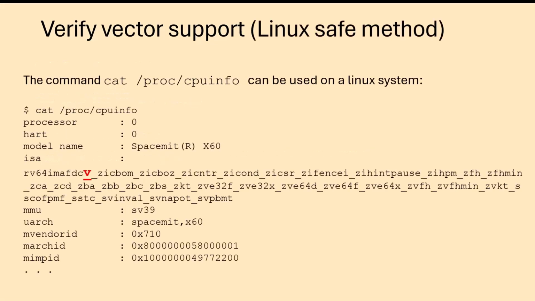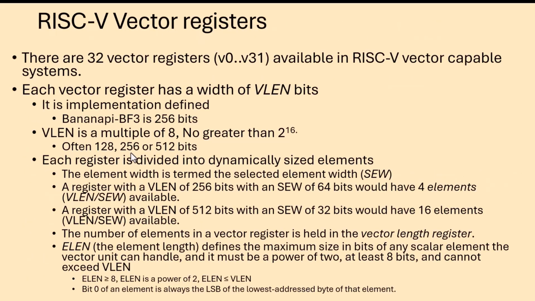We've seen earlier on Linux-based systems how to tell the processor's capabilities. Here, the string RV64IMAFDCV denotes vector support as there was the letter V present in the string. Similar to the integer X registers, there are 32 vector registers. The vector registers each contain a fixed number of bits known as VLEN. VLEN is implementation dependent, but it must be a multiple of 8 and no greater than 2 to the power of 16. Each vector register is divided into a number of elements similar to an array.